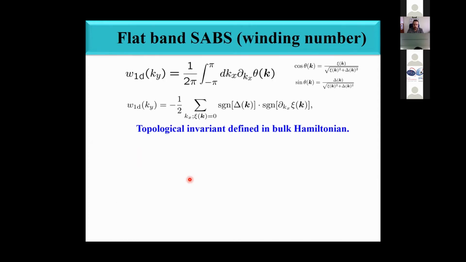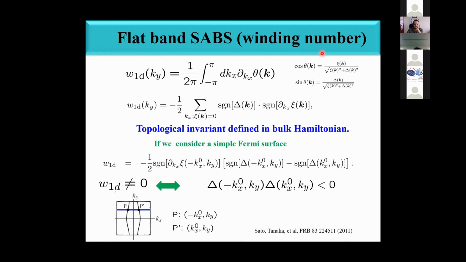And actually, Professor Sato and Yada-san have clarified that the winding number can be described like that. After some simple manipulation, the winding number becomes a topological invariant defined in the bulk Hamiltonian, where the signature of delta is the sign of the pair potential, and the signature of this quantity is the signature of the Fermi velocity on the Fermi surface. If we consider a very simple Fermi surface like that, and concentrate on the crossing points P and P prime, then we can define the velocity and the sign of the pair potential, and only the signature of this product determines everything, and we can define the winding number.